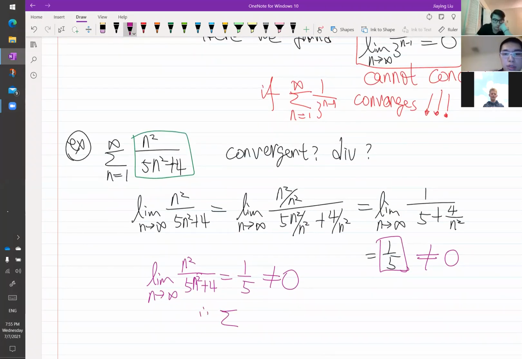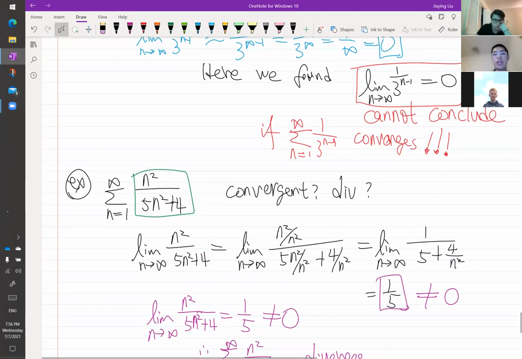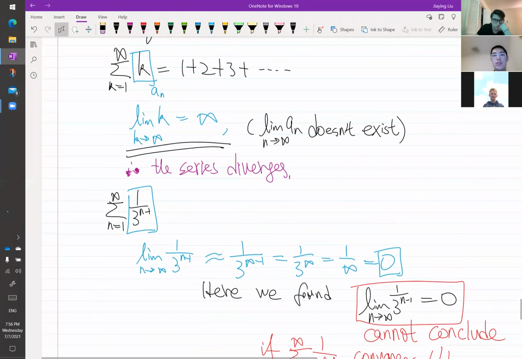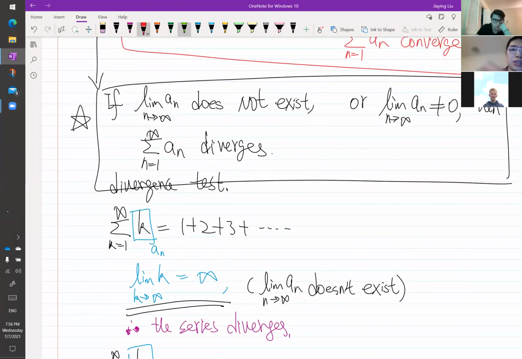Therefore, the series n squared over 5n squared plus 4 diverges, or is divergent. So whether it's equal to a finite number, or the limit doesn't exist, or it's an infinite number, as long as the number is not 0, then it diverges. That's what the divergence test says. So if the limit doesn't exist, or the limit is not 0, then the series diverges.